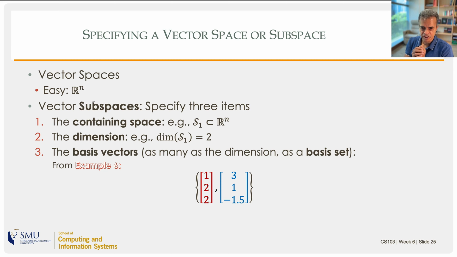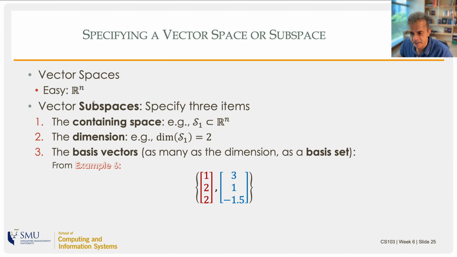Vector spaces are easy. You would just say the dimension. So you just call a vector space Rn, R2, R3, etc. That's good enough. You don't have to specify anything else. In the case of a vector subspace, you will have to specify three things. One is the containing space. You have to say what this vector subspace is a subset of. So you can say something like S1 is a subset of Rn, for instance.